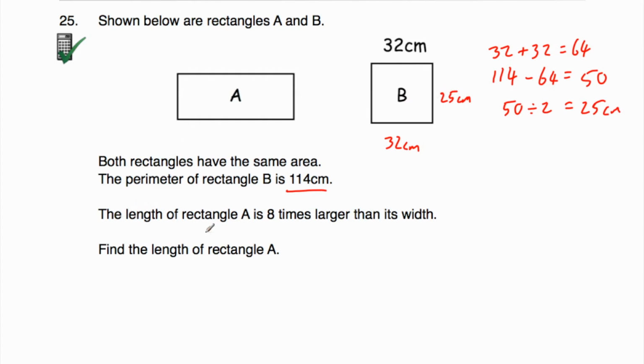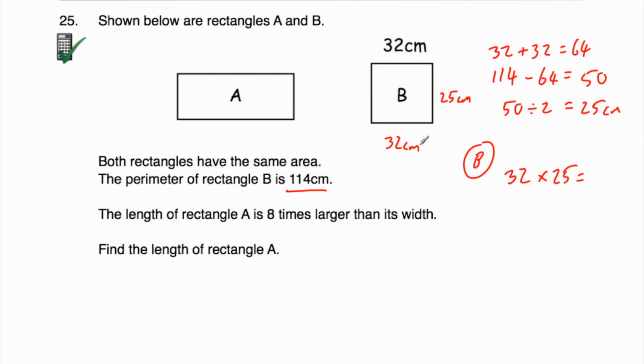And then we're told the length of rectangle A is 8 times larger than its width. Find the length of rectangle A. So let's go back. We're told that both rectangles have the same area. So let's find the area of rectangle B. So for rectangle B, we're going to do 32 multiplied by 25.